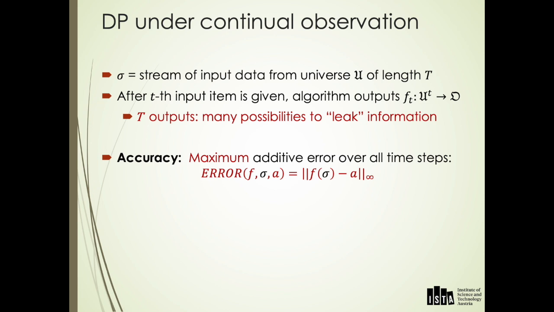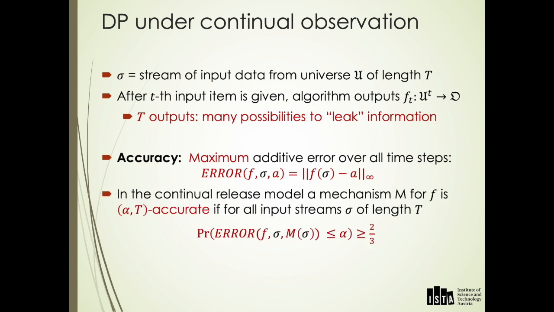So we say a mechanism is alpha, t accurate if for all input streams of length t, the error of the true answer versus the output of the mechanism, where for A we plug in the output of the mechanism, is at most alpha with probability at least 2/3.